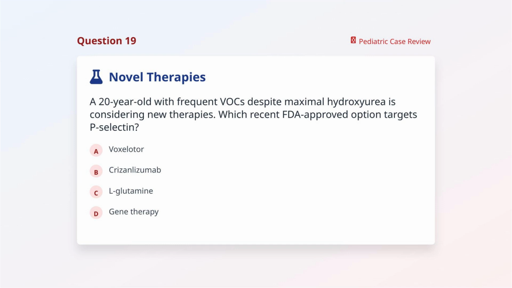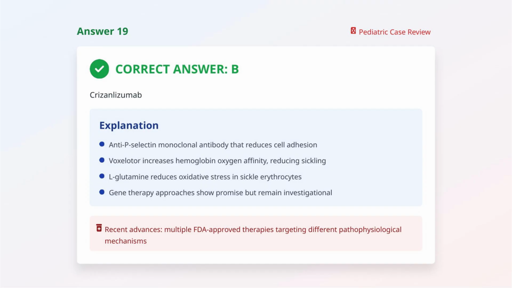Consider the mechanisms of action of newly approved therapies for sickle cell disease and identify which one specifically targets P-selectin to reduce vaso-occlusion. The correct answer is B. Crizanlizumab is the recent Food and Drug Administration approved option that targets P-selectin. It is an anti-P-selectin monoclonal antibody that reduces cell adhesion and decreases the frequency of vaso-occlusive crises.